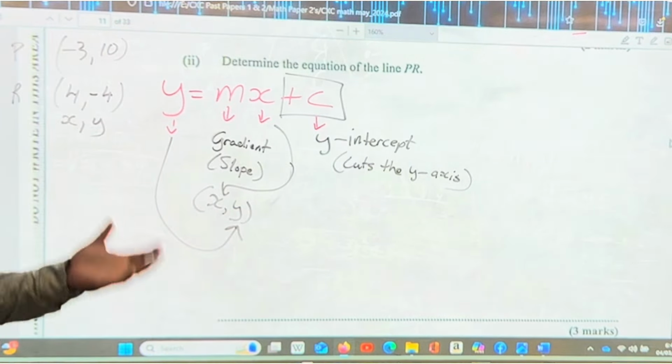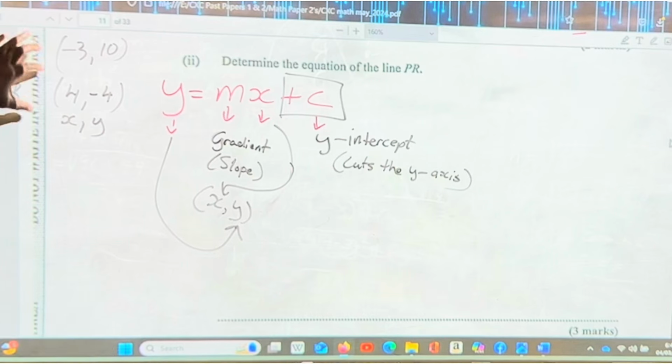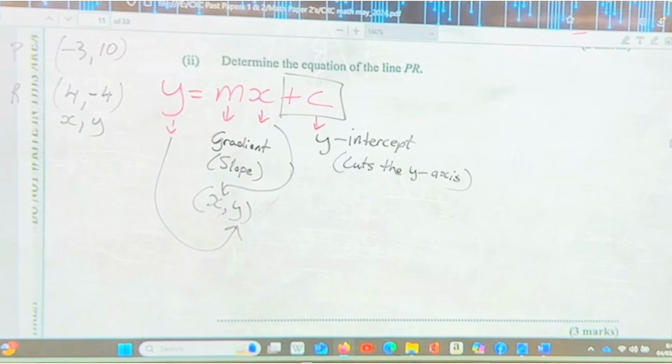Now we have 2 things. You have 2 points given to you. Any one of them can be chosen. Choose the one that works best for you. People don't like to work with negatives. But both of them are negatives, so you solve.